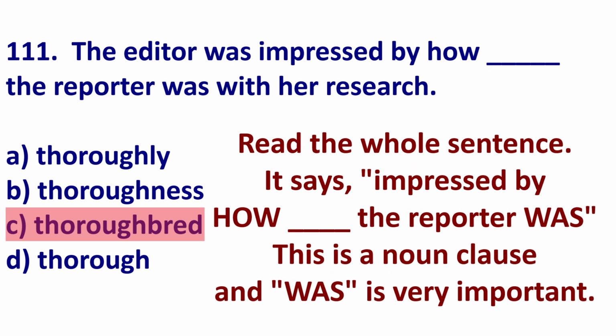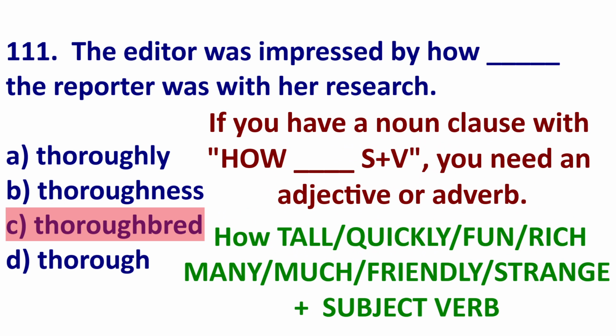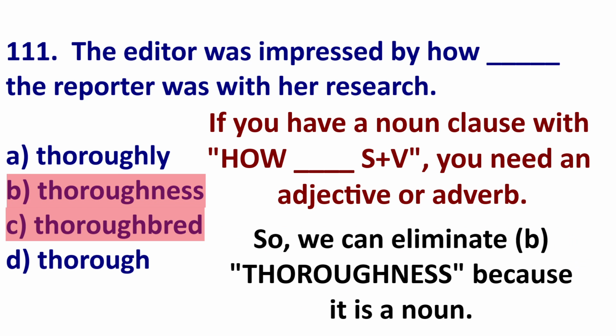So now we know it's A, B, or D. Now always read the whole sentence to get the overall idea. We've got the idea that we have a noun clause after "by." So you have "how blank subject verb." If you have this, you will have an adjective or an adverb. So we can immediately eliminate B.